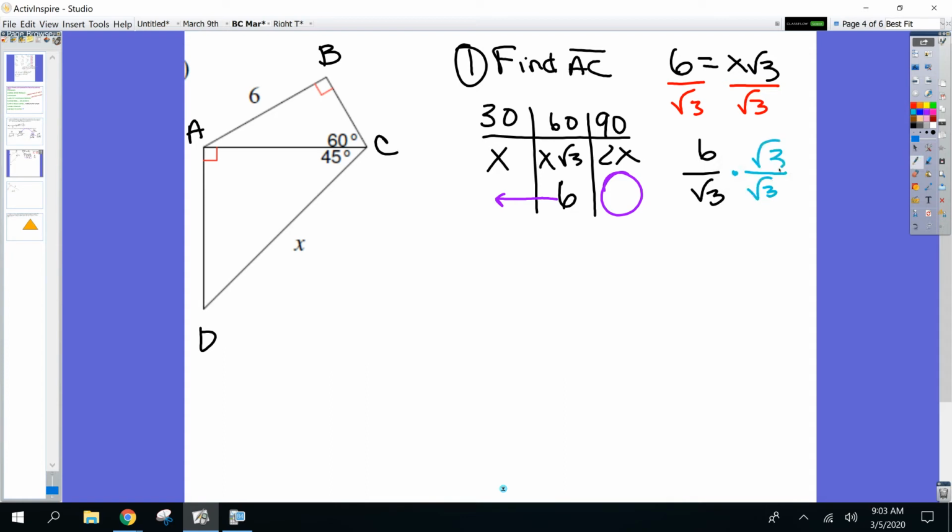What do you get at the top? 6 radical 3 over radical times itself is the number. 2 radical 3, which is across from the 30. Now how do I get to AC, which is across from the 90? What do I do with 2 radical 3? So 2 radical 3 times 2.